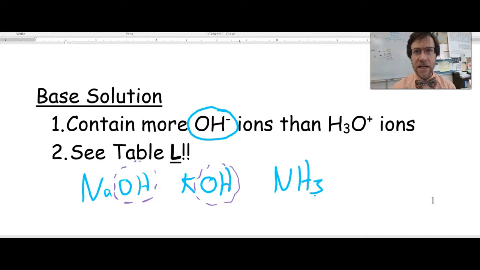That there's no hydroxide in there at all. But just like I said, you've got to look at how it interacts with water, not just the compound itself. So if we dissolve ammonia in water, it actually forms a basic solution. It increases the concentration of hydroxide ions. And that's all we've got to know. It increases the concentration of hydroxide ions. So it's a base.